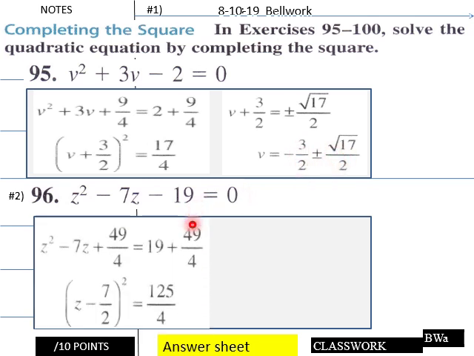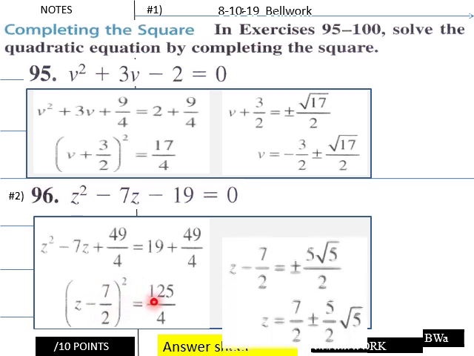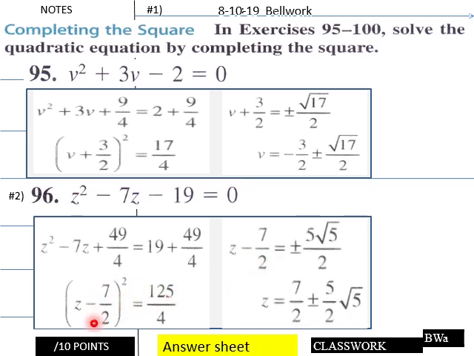And then down here, we're going to take 1/2 of 7, square it, and add it to both sides. Move our 19 over. Take the square root of both sides now, and then what do we have? So this becomes z minus 7 over 2 equals plus or minus 5 times radical 5 over 2. Then we move our 7/2 over, and then we have z equals 7 over 2 plus or minus 5 over 2 multiplied by radical 5.